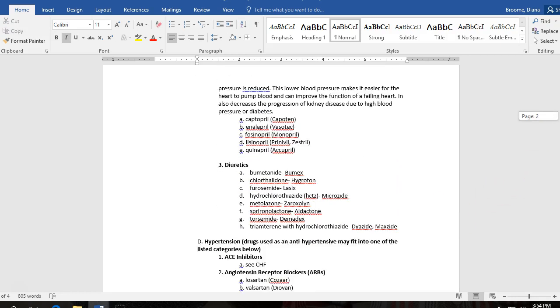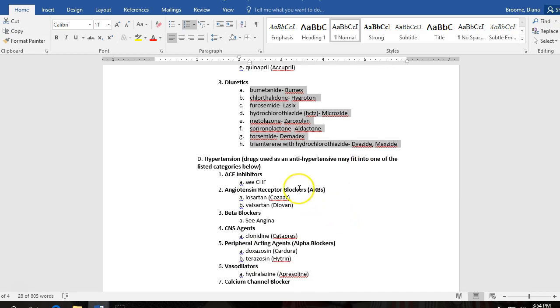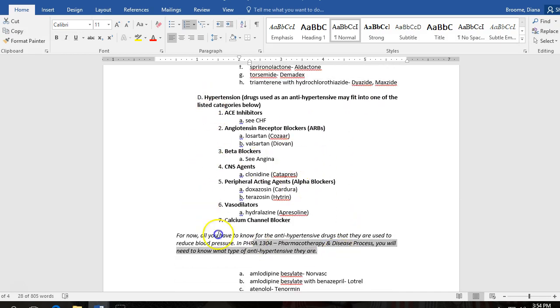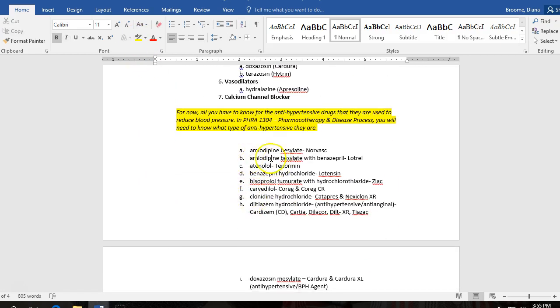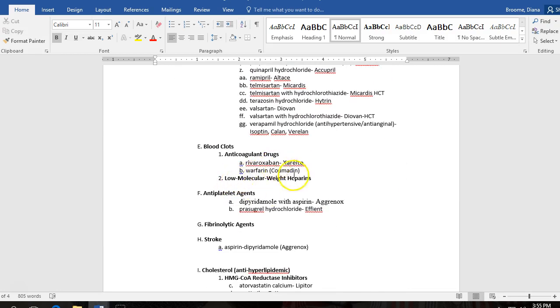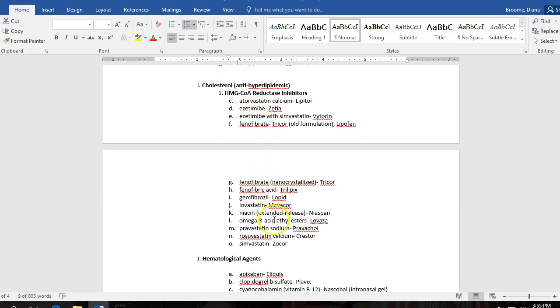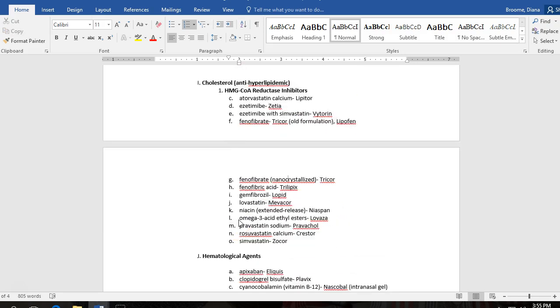All right. The next list of drugs, you need to know that these are diuretics. When we skip down here, take note of this. All you need to know as far as these drugs is that all of these drugs are antihypertensives. When it comes to anticoagulant drugs, that's what you would need to know for these. That these are antiplatelet drugs. That all of these particular drugs here are anti-hyperlipidemic, which means that they are for cholesterol. And then these are your hematological agents.